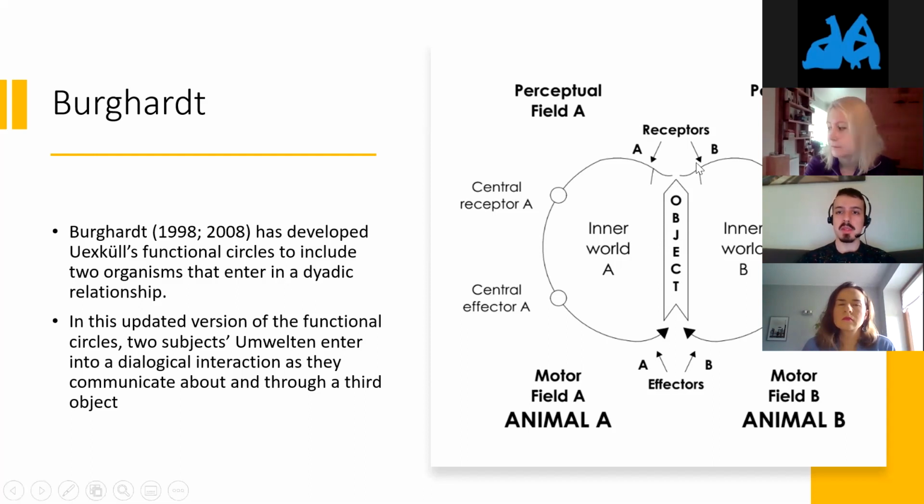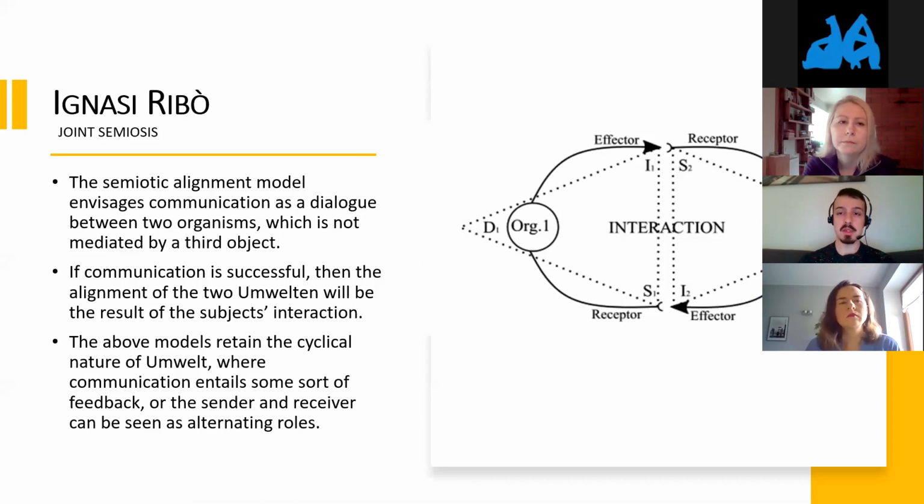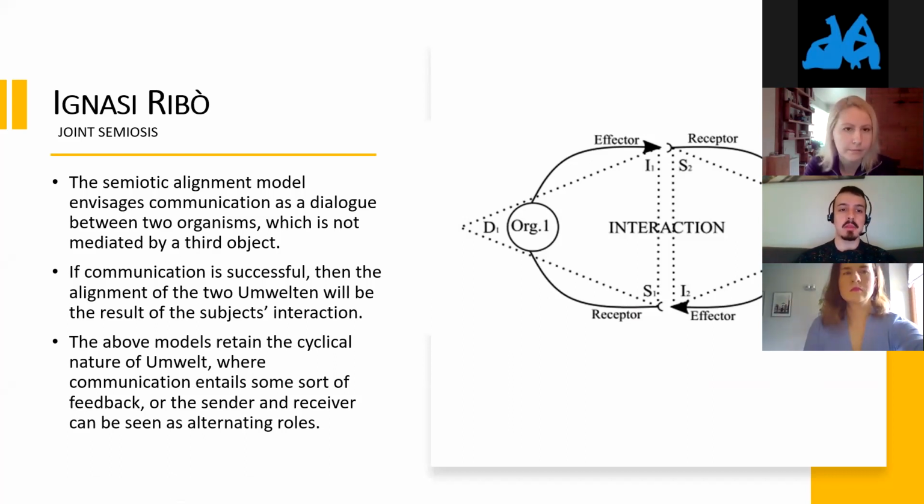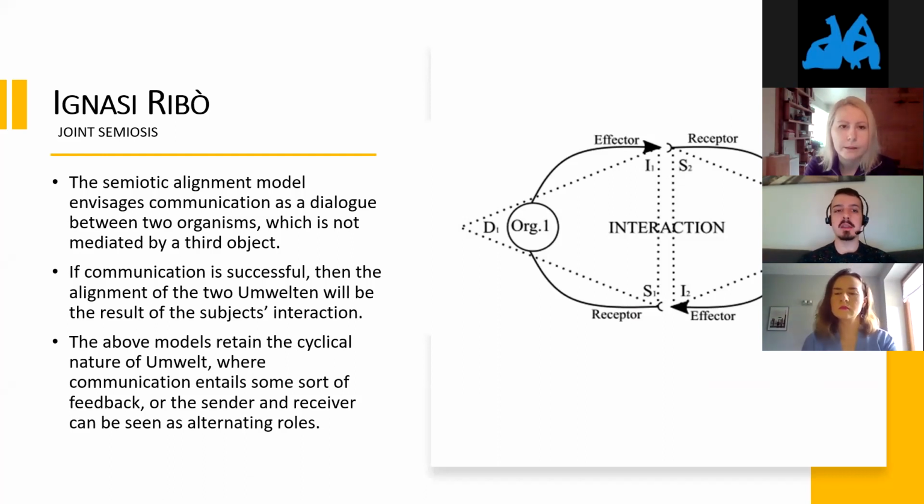But this model presents some limitations because it schematizes only one type of communication, one that happens through the mediation of an object. Another development was that of Ignacy Ribot, who does not only take into account this type of communication. He calls this model the semiotic alignment model. In this model, communication is represented as a dialogue between two organisms. The core idea is that if communication is successful, there is an alignment of two umwelten that is the result of the interaction.